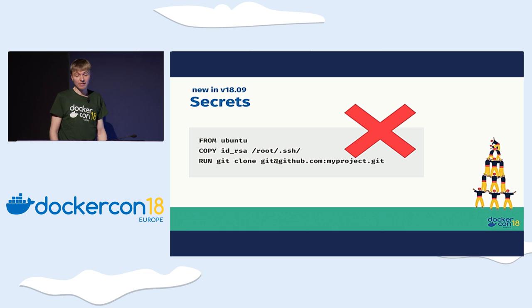Another very similar example is something that users have been asking us for a very, very long time, and that's support for build time secrets. So please, nobody do this. Don't do this, and don't use environment variables and things like that. They're not secure at all.